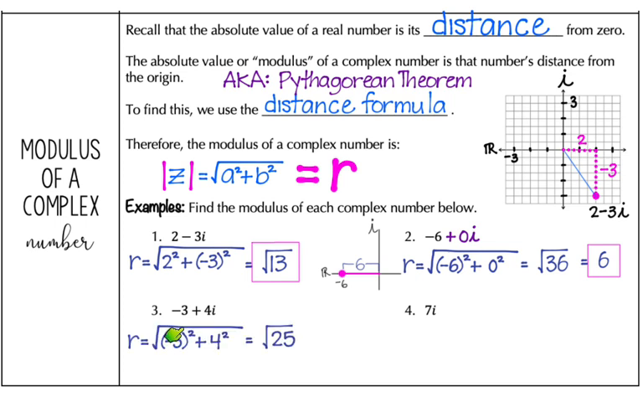For here, we've got negative 3 and 4. We get the square root of 25, which is 5. We also could have realized 3, 4, 5, the Pythagorean triple, because remember, this is the Pythagorean theorem that we're using. 7i, very similar to number 2. We just go 7 in the imaginary direction, and that distance is 7.